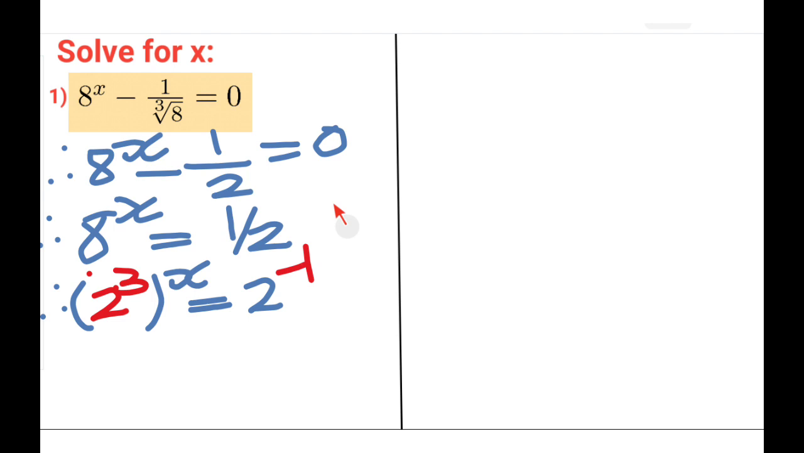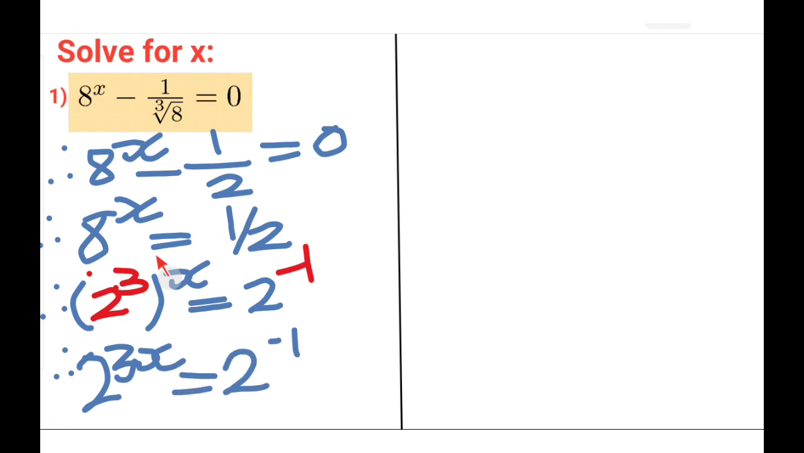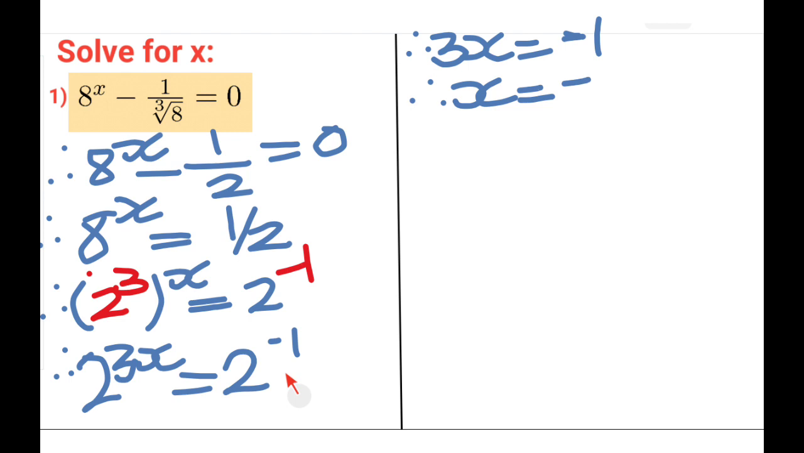All right, therefore, when you're raising a power to another power, you must multiply the exponents, so that is 2 to the power of 3x equals 2 to the power of negative 1. Now you've got two powers of the same base that are equal. Therefore, you equate the exponents. 3x equals negative 1, meaning that x equals negative 1 over 3.